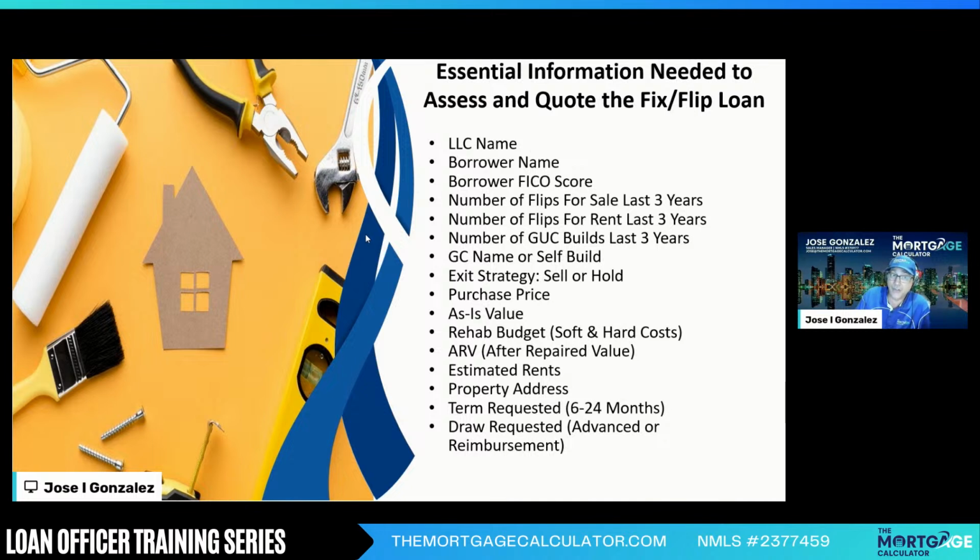And now you got to ask for an extension. They don't want to give it to you. So then you got to refinance the in-process flip. And those aren't the easiest ones to do. And last but not least, what type of draw type are you requesting? Do you want advanced draws or do you want reimbursement after the work is completed?